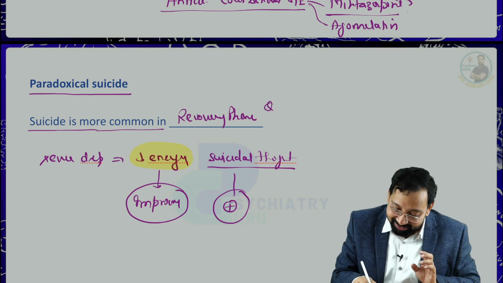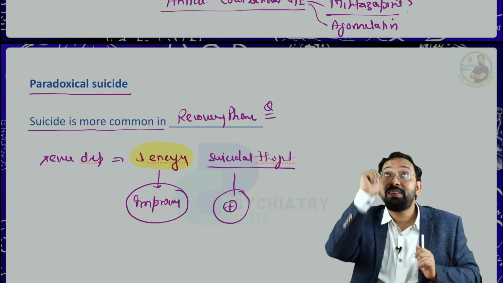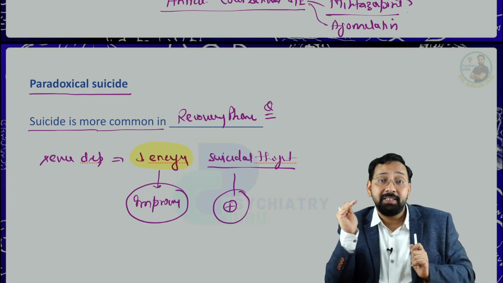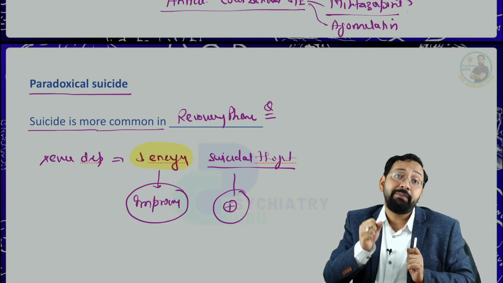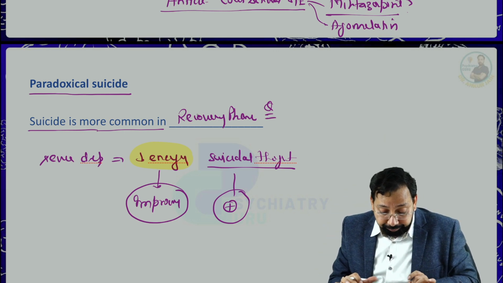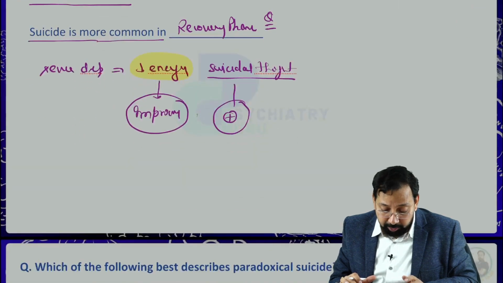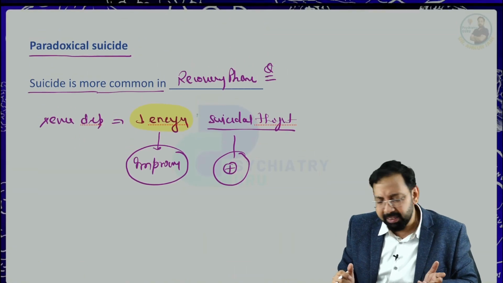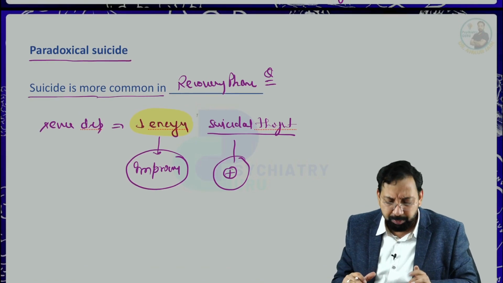Suicide is more common in the recovery phase. This question is asked: the most common method is hanging. This is controversial. In medicine, they say it is poisoning, but in psychiatry, we say it is hanging. Hanging usually leads to death and they don't reach the hospital. Reasons may differ, but according to me, it is hanging.